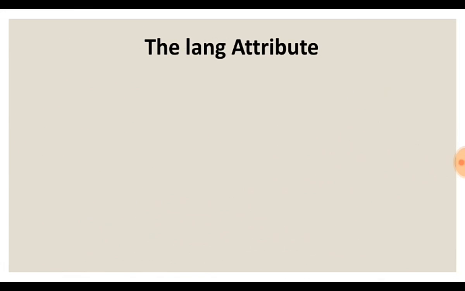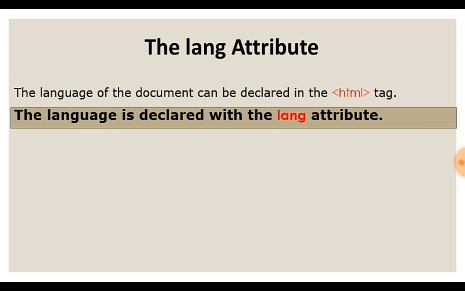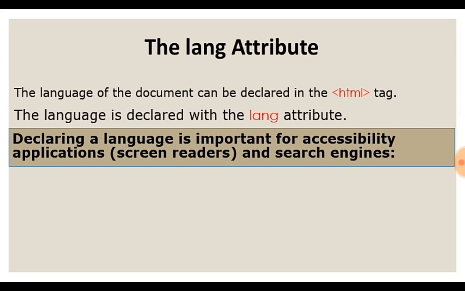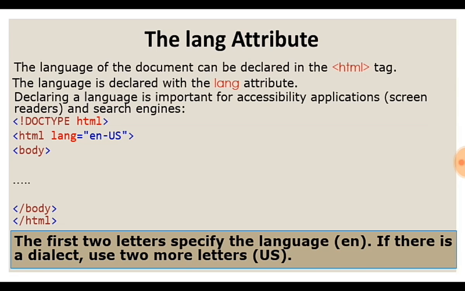The lang attribute. The language of the document can be declared in the html tag. The language is declared with the lang attribute. Declaring a language is important for accessibility applications, screen readers, and search engines. The first two letters specify the language, and if there is a dialect used, two more letters are used.